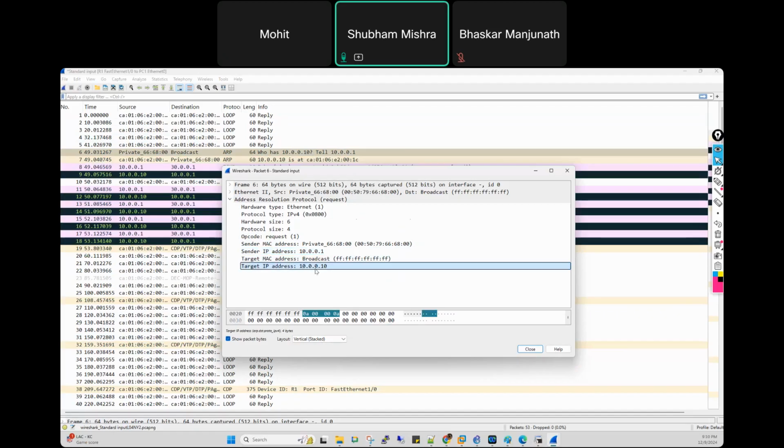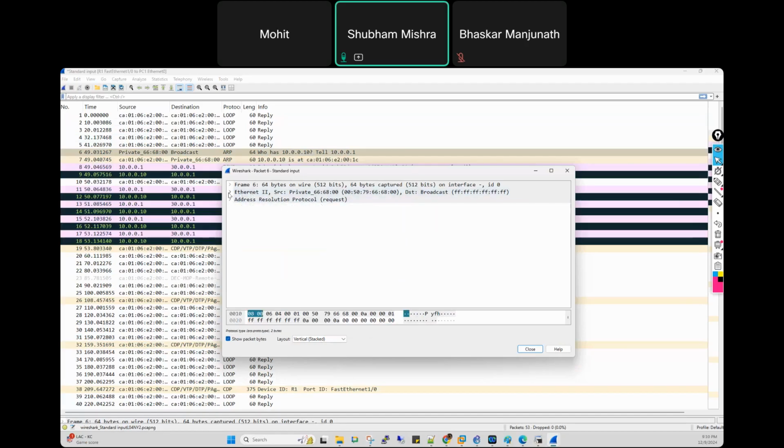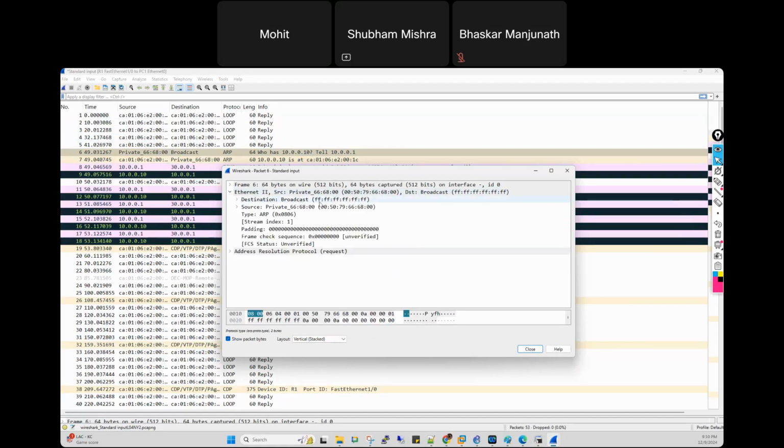Because the PC performs the AND operation. Fine. Opcode is 1 because this is the ARP request. That is the protocol type field. ARP hands over this packet to layer number 2. At layer number 2, the destination MAC is the broadcast. Clear?